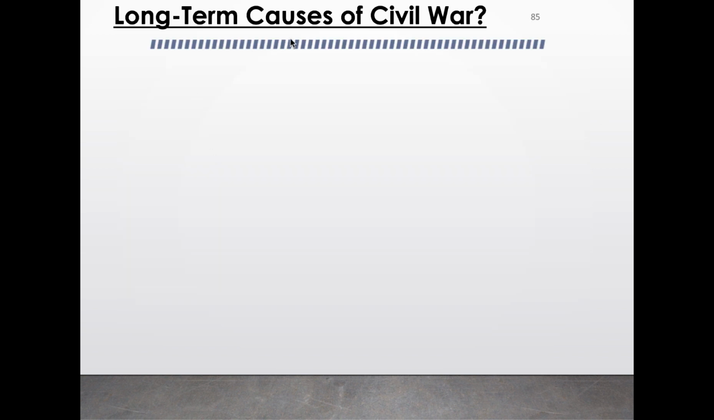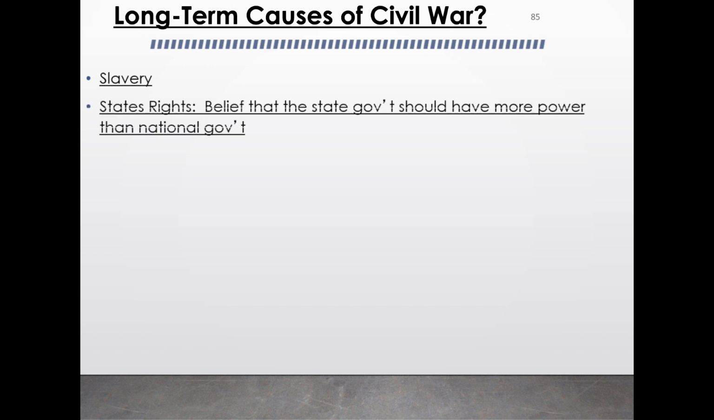Final topic is the long-term causes of the Civil War. So to this point, we've looked at events that have led up to the Civil War. These are the things that had been building years and years and years that ultimately caused the Civil War. Number one, have to start with slavery. This was the big issue between the North and the South. There's no real debate over that.